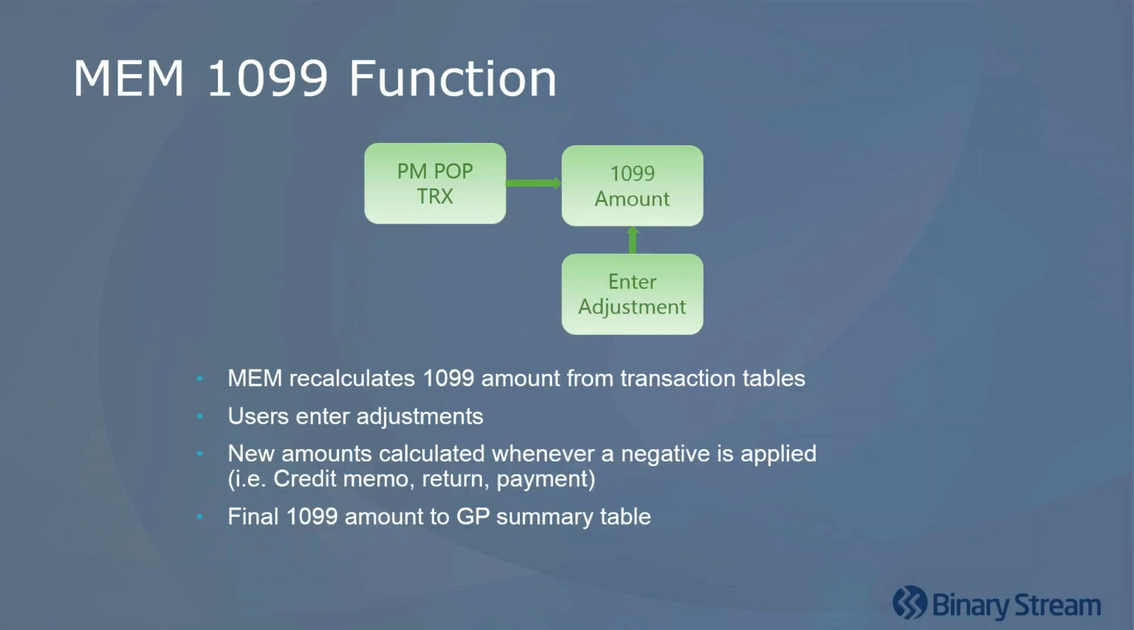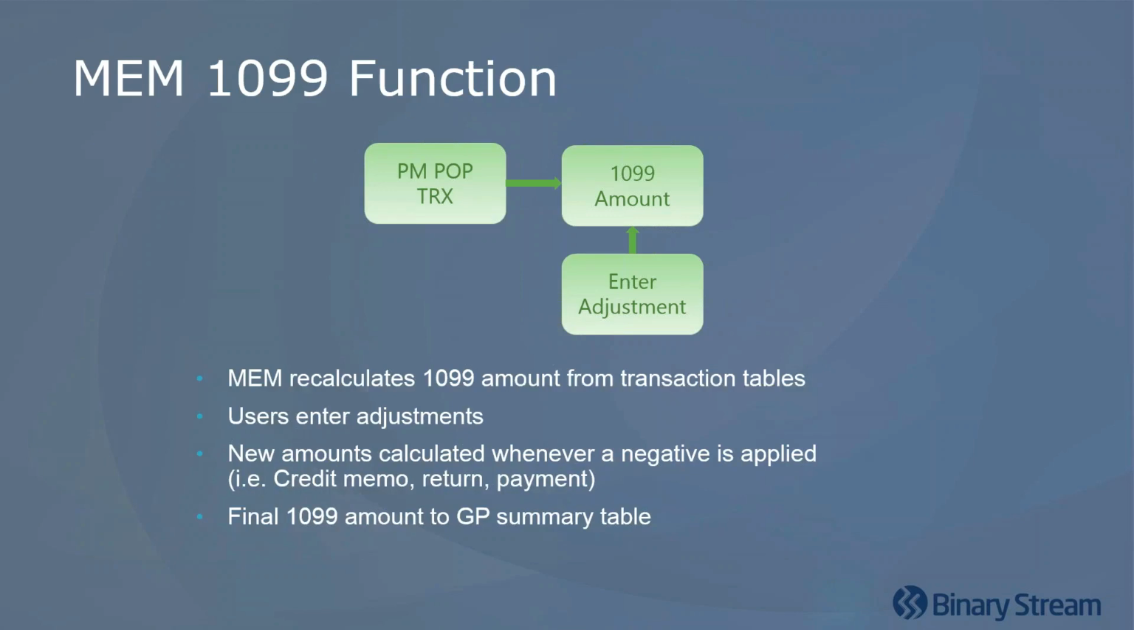So, similar idea. We look at those transaction tables, and when the payables have been paid, that's saying, yes, this is now a 1099 amount. Whenever you look at a 1099 total through multi-entity, it is always calculated on the spot based on the latest information from the transaction table.